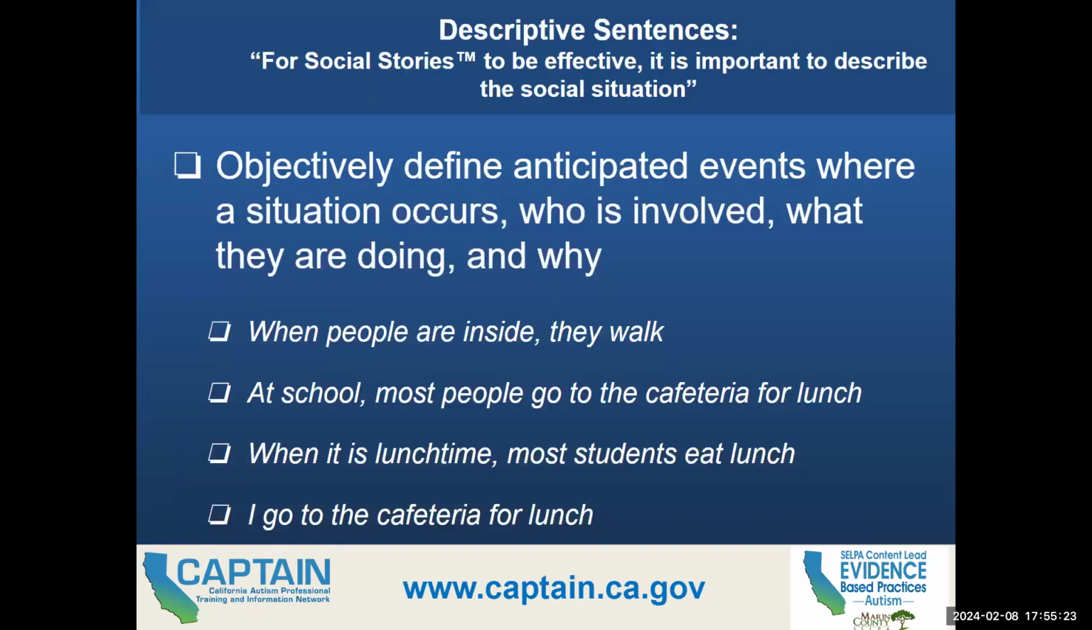So we want to objectively define anticipated events for descriptive sentences, right? So who's involved, what's involved, what are they doing, why they are doing it. When people are inside, they use walking feet. At school, most people go to the cafeteria for lunch. So notice there is no judgment in these sentences. They are just like, this is what we do, right? This is the expected behavior.